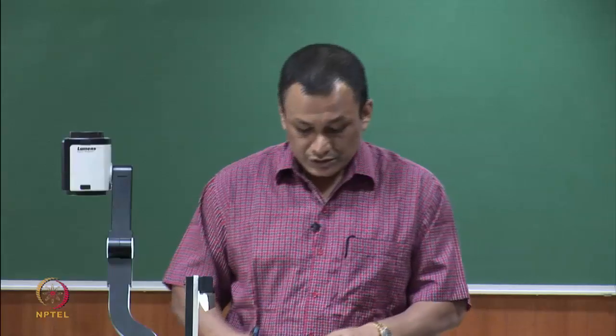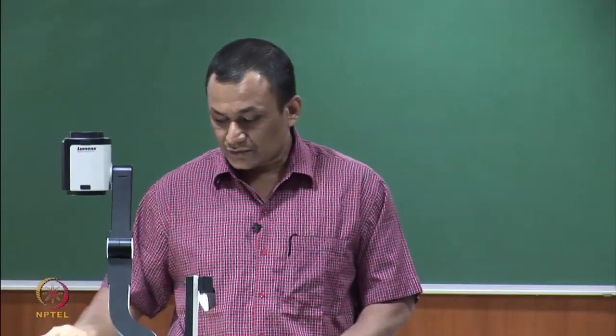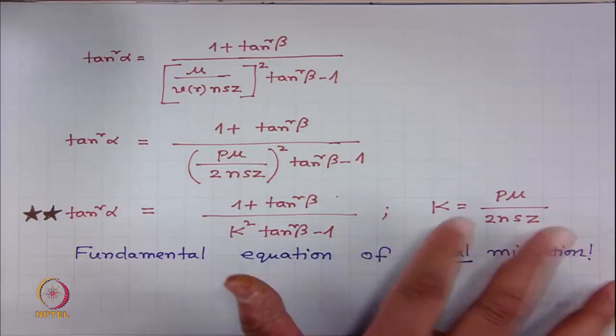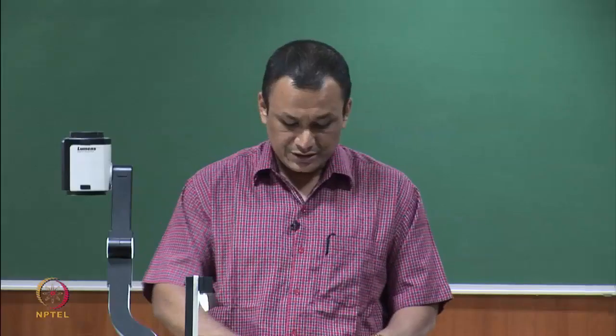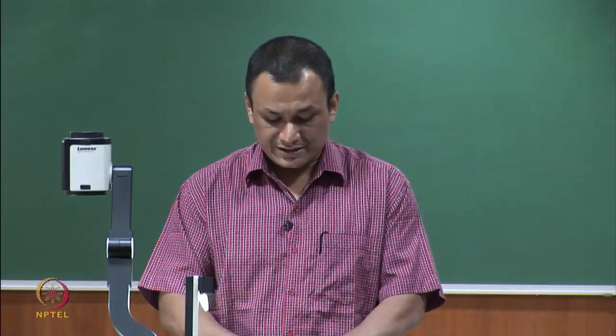We will stop here. In the next lecture, we will first start with this equation and we will discuss about the meaning of this parameter k, and then we will proceed to know more about this radial migration.